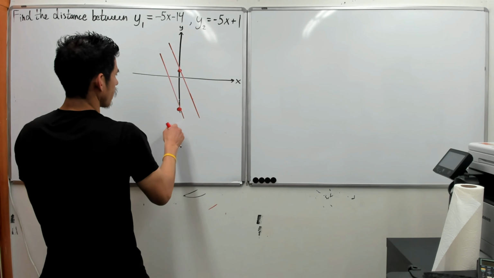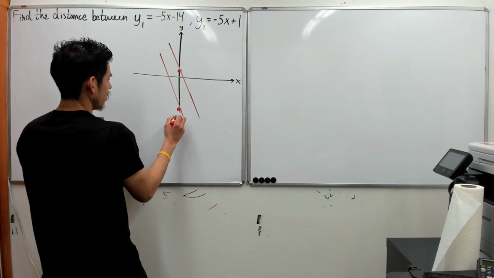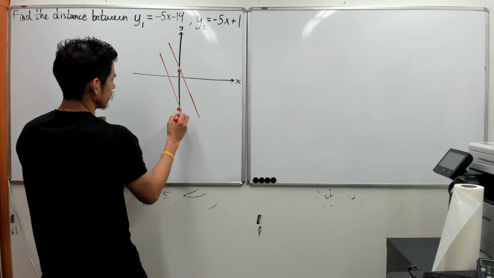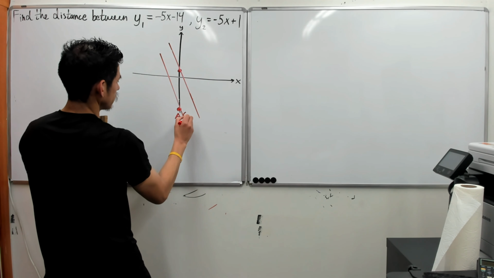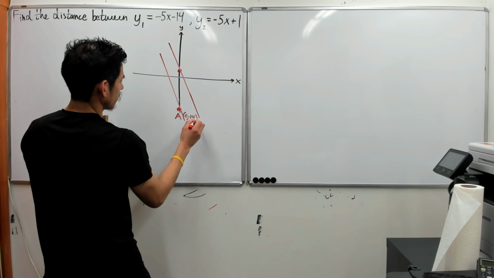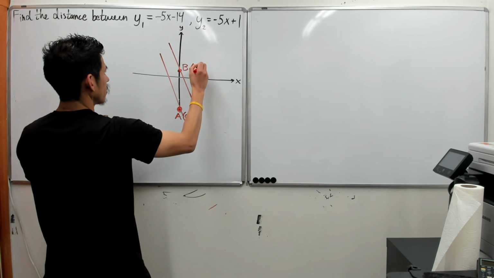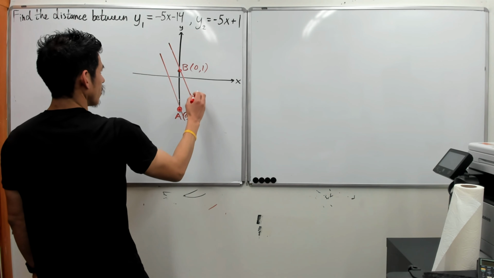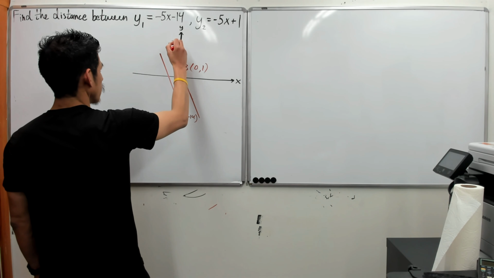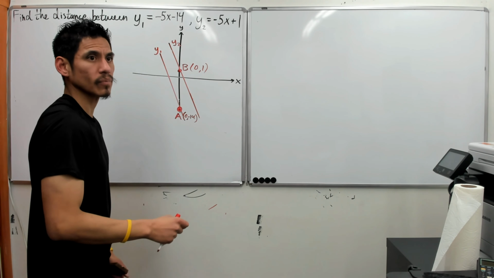All right. So let's call this point A. And point A is at 0, -14. And we'll call this point B, which is at 0, 1. And this line is y2, and this line is y1.